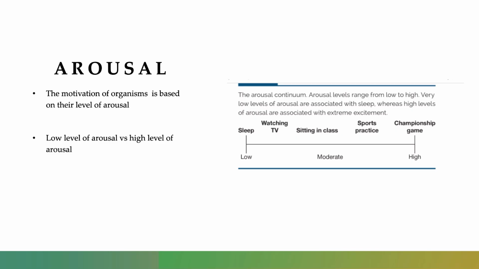In the arousal continuum that we can see in the picture, it is a scale that ranges the arousal levels from very low, which is sleep, to very high, which is a championship game. The goal is to stay in the middle range, like sitting in class, to stay alert but not too stressed. This middle range is where someone performs their best.